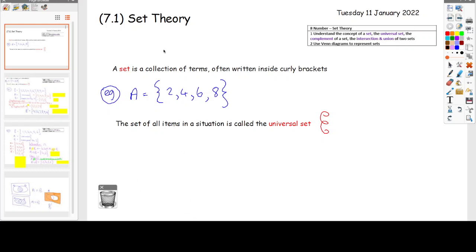So today we're starting set theory, so 7.1 in your notes. So first note to take, please, a set is a collection of terms often written inside curly brackets, for example like this. And the set of items in a situation is called the universal set, which is this squiggly sort of capital E. So just pause the video and that's your first note, please.